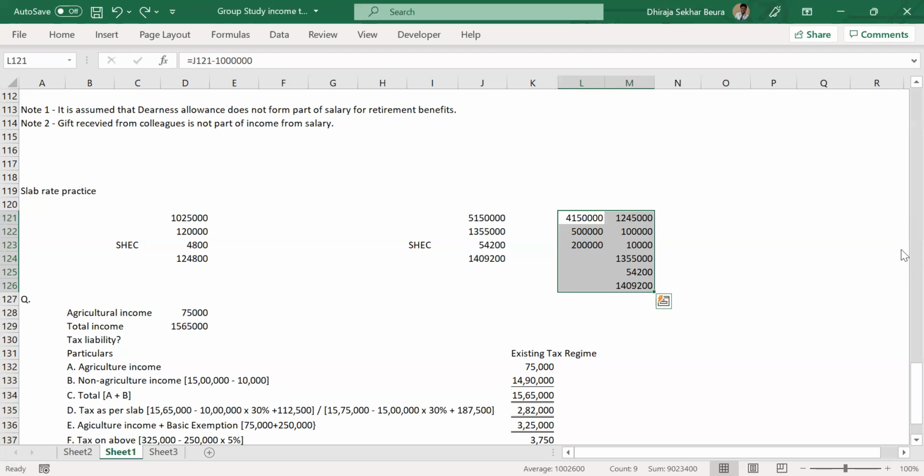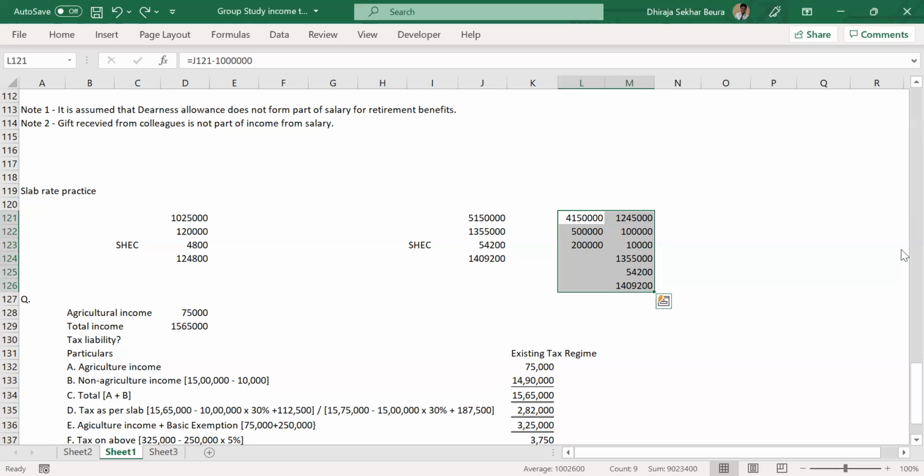Now, how to remember? Let me revise the whole thing. Slab rate for normal people, that is less than 60 years or non-resident of all age groups: 0 to 2.5 lakhs, it's nil. 2.5 to 5 lakhs is 5%. 5 lakhs to 10 lakhs is 20%. Above 10 lakhs is 30%. In case it is the 60 to 80 age group, that is resident, the 2,50,000 is replaced by 3 lakhs. That's all you have to remember.